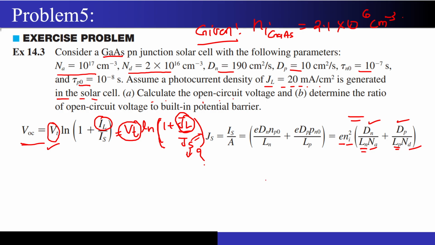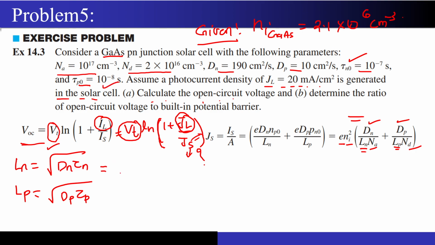Ln and Lp, they have not given us directly, but can I calculate them? Of course I can calculate. What is the formula for the diffusion lengths? Ln will be nothing but root of Dn times tau n, and Lp will be nothing but root of Dp times tau p. Do I know Dn and Dp? Of course. What about tau n and tau p? Tau n has been given to me, tau p has also been given to me. So everything has been given to me.